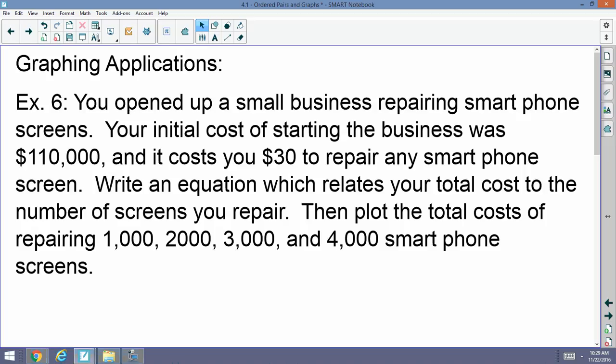Now, it also costs you $30 to repair any smartphone screen, because that may be the cost of the material to get the screen, right? Maybe the screws that it takes to put in the screen. I don't know how you repair those, but whoever does repair them, let's say that is a cost for every screen they repair. Write an equation which relates your total cost to the number of screens you repair. Then plot the total cost repairing 1,000, 2,000, 3,000, 4,000 smartphone screens.